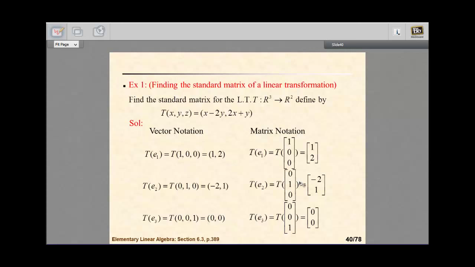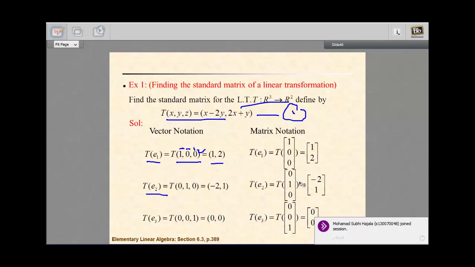This is the last question. It says: find the standard matrix of a linear transformation from R cube to R cube where T(x, y, z) will be equal to this. For example, this is our equation number 1, and the transformation of e1, meaning standard, we can write as transformation of (1, 0, 0). From equation number 1 we can write x minus 2y, so 1 minus 2 into 0, comma 2 into x, and 2 into 1 plus y, that is 0. So when we solve, we will get (1, 2).